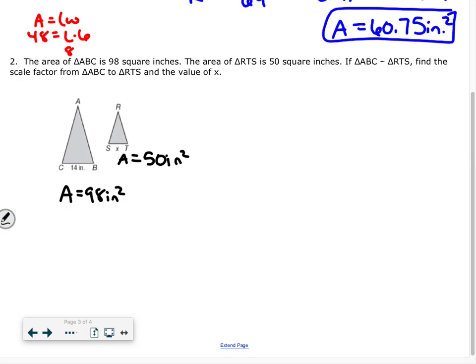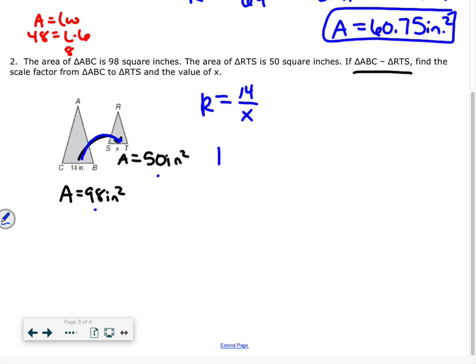So now they're giving us the areas. The two triangles are similar. Find the scale factor from ABCD to RTS. So they're giving us the areas. Let's start with what our scale factor is right now. Our scale factor, and they want scale factor from ABC to RST. So let's go 14 over x.